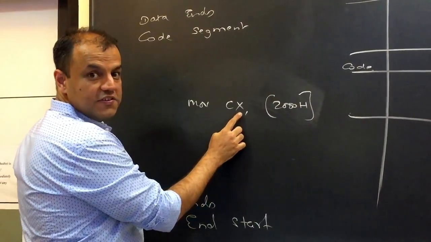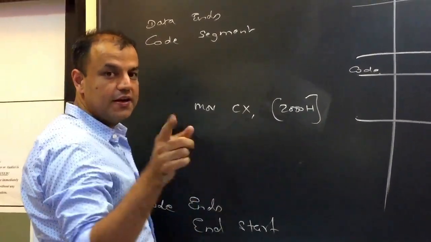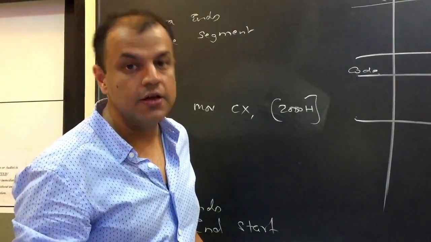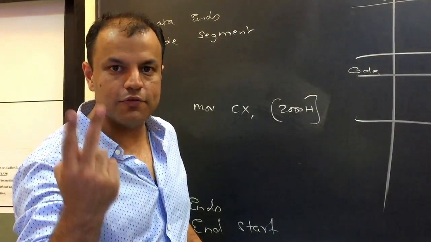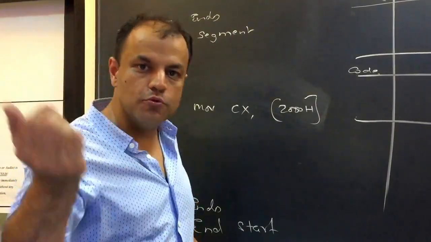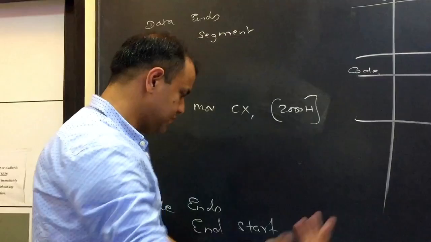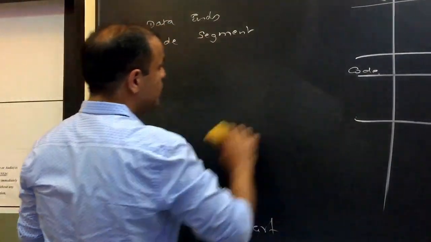The moment the processor sees that it is CX, it understands CX is a 16-bit register. Since it's a 16-bit register, you will get data from two locations. So it will pick up data from 2000 and 2001. Did you understand this?